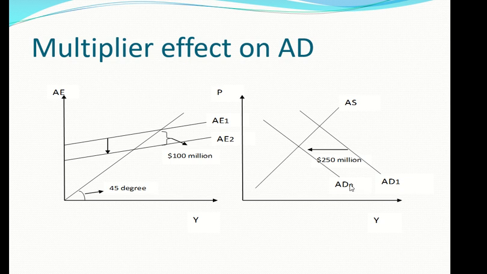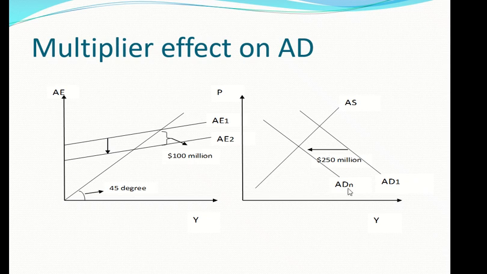By the way, some of you may be wondering why I have AD sub n here instead of AD2. That's because in previous semesters, some of you were very mathematically inclined, because here I have AE1 and AE2, and that's just the first round of decline. That's the initial decline in investment. And on the right-hand side, I'm supposed to illustrate the total effect after the multiplier effect has taken place. So remember the story we tell about Google. This is what happens after rounds and rounds of induced decline in consumption.